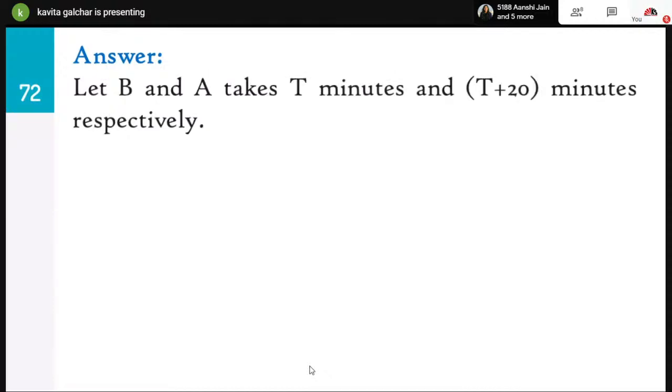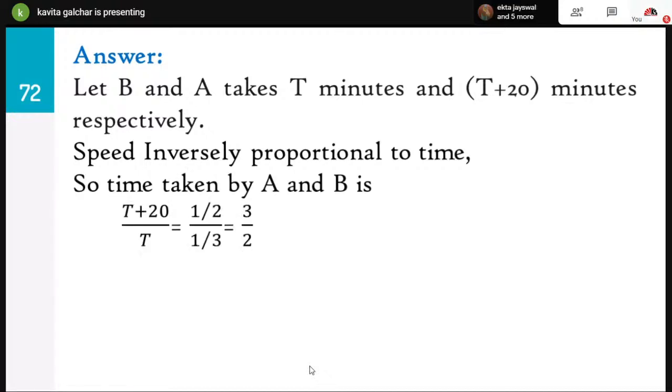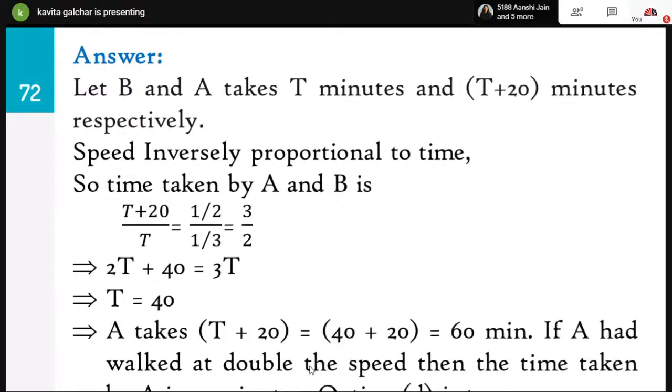Given that B and A take t minutes and t plus 20 minutes respectively. Speed is inversely proportional to time, so the ratio of time taken by A and B is the reciprocal of the ratio of speed. You will get the relation (t + 20)/t = 3/2. By solving this, you will get the value of t, that is 40. Therefore, A takes time t plus 20. By putting in the value of t, that is 40, we get that A takes 60 minutes.